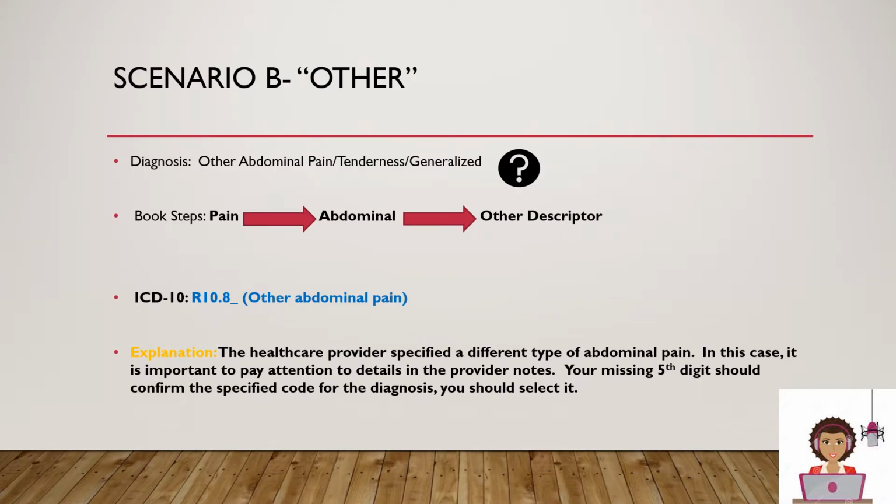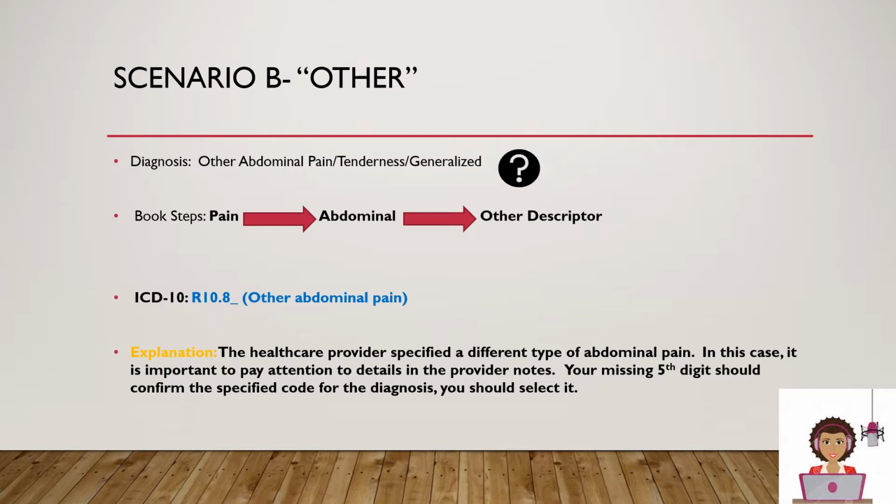So in scenario B, the other, our provider diagnosed the patient with other abdominal pain / tenderness / generalized. So the slashes represent what the other abdominal issue could be. Not that all of those things are the diagnosis for the patient. I just slashed it to give you an idea of what other abdominal issues could be assigned to the patient. So in your book steps, you will go to pain, abdominal, and other descriptor. So hopefully, again, if you follow those steps, it should get you to the ICD-10 code R10.8, which is your other abdominal pain.